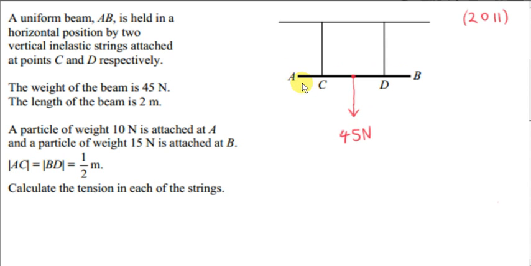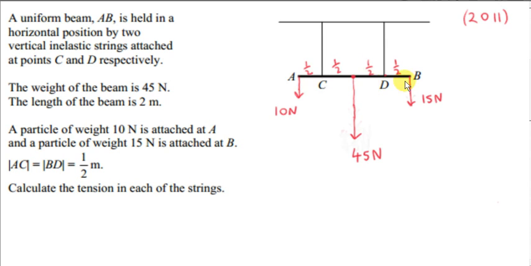A particle of weight 10 newtons is attached at A, and a particle of weight 15 newtons is attached at B. The distance of A to C is half a meter, the same as the distance of B to D. Now, the beam is 2 meters, so the distance of C to this point here must be a half, because the center of gravity is a distance of 1 meter from the ends. This must be a half as well, the distance from here to D.